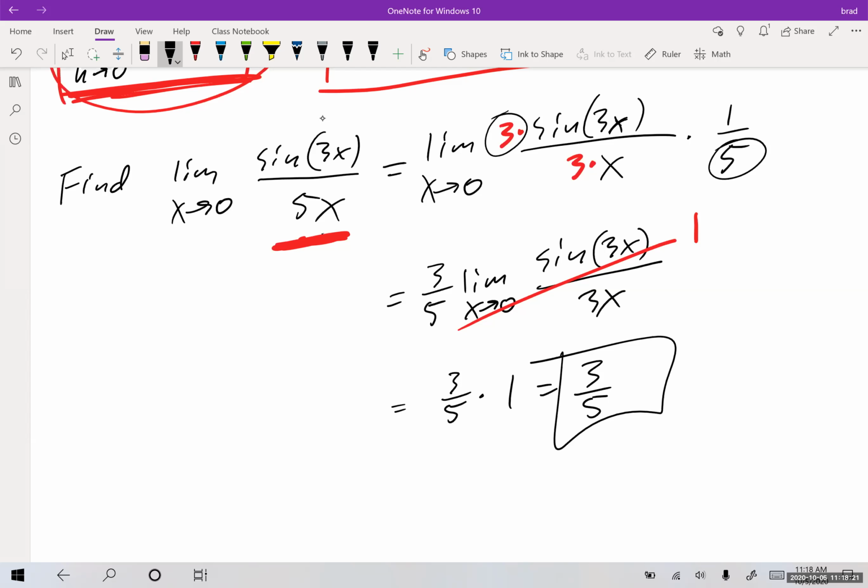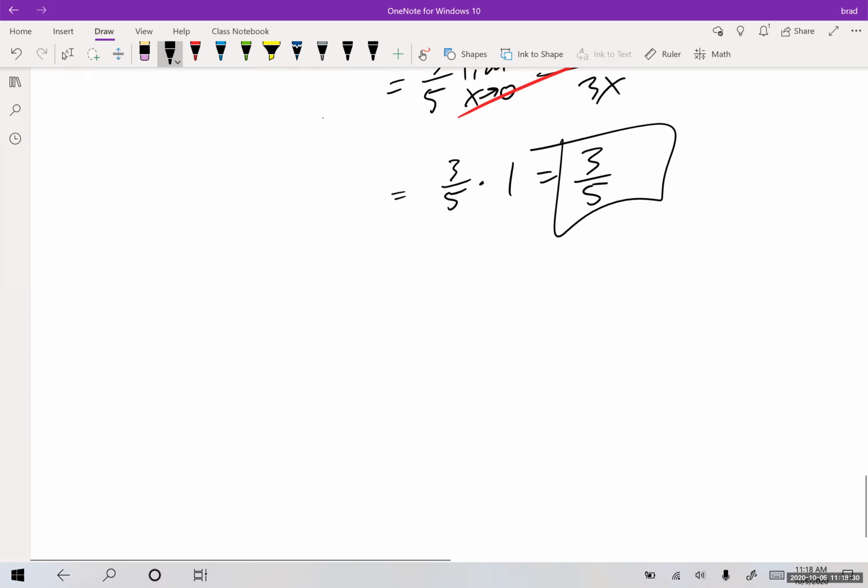I have another one that I want to do. Let me find it real quick. It's not in my notes. It's a problem I've done in the past that people kind of like the example of. So let's find that one real quick.